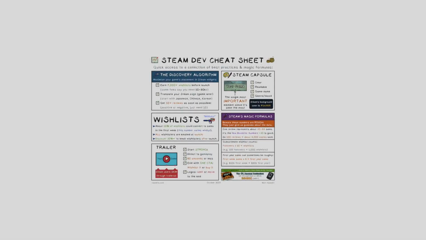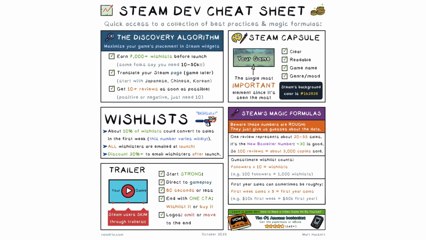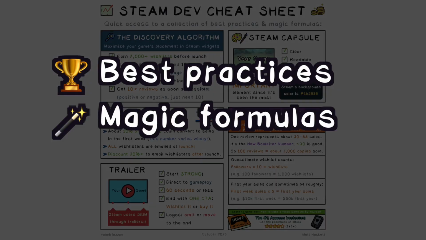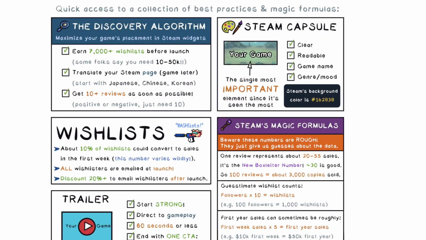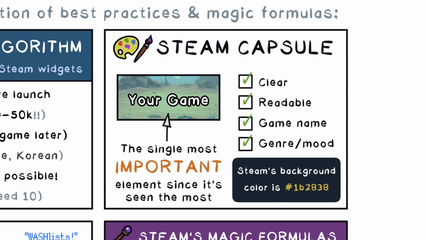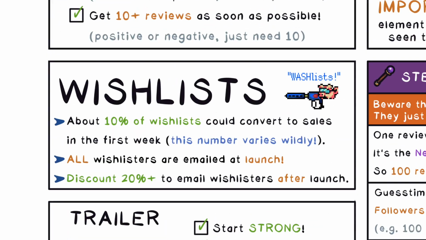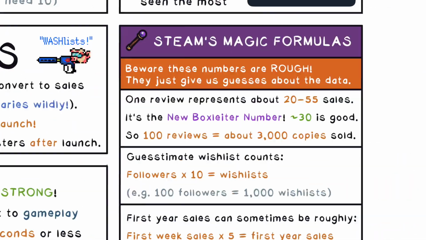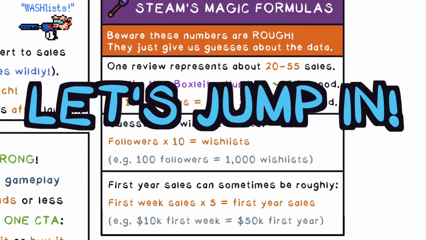This is the Steam Dev Cheat Sheet, a dense collection of best practices, magic formulas, and Steam knowledge. It's a compact infographic that covers the Steam capsule, game trailers, wish lists, Steam's discovery algorithm, and magic formulas which you can use to extract data from Steam.